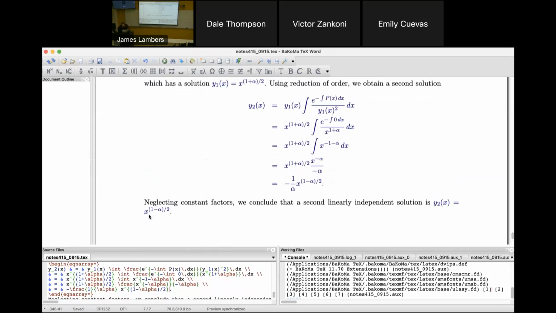Then what you could do is take the Wronskian of x to the 1 plus alpha over 2 and x to the 1 minus alpha over 2 to confirm that these really are linearly independent.